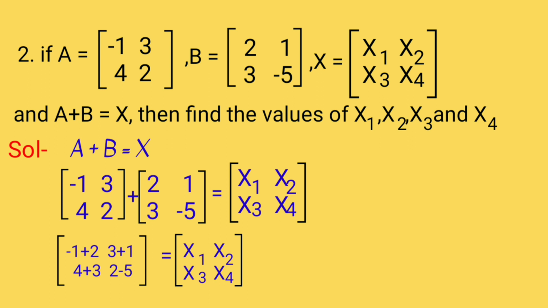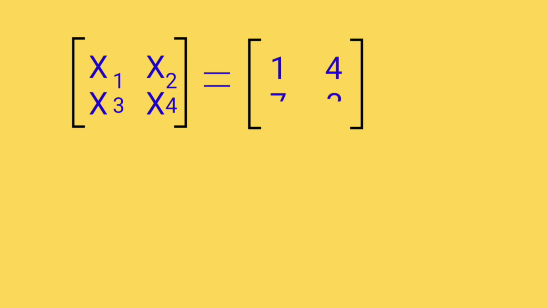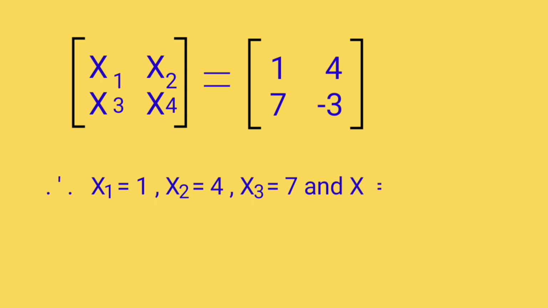Okay, so add it, we get minus 1 plus 2 is 1, 3 plus 1 is 4, 4 plus 3 is 7, 2 minus 5 we get minus 3. So we get it like that. Okay, so here [x1 x2; x3 x4] is equal to [1 4; 7 -3]. Therefore x1 is equal to 1, x2 is equal to 4, x3 is equal to 7, and x4 is equal to minus 3. So this is the final answer.